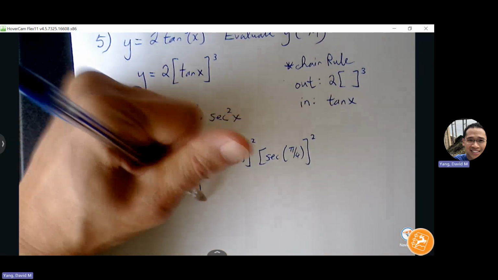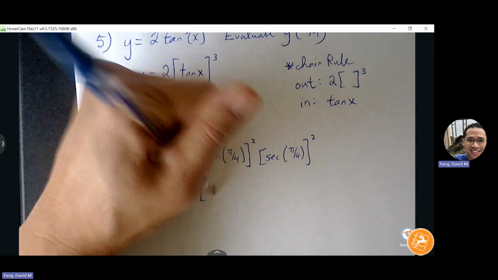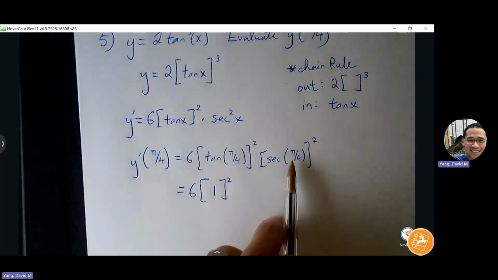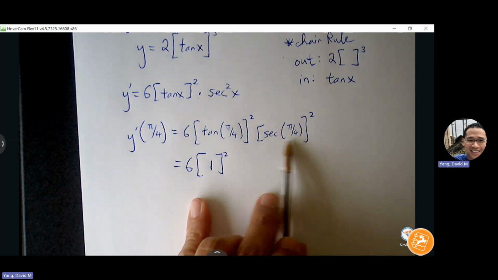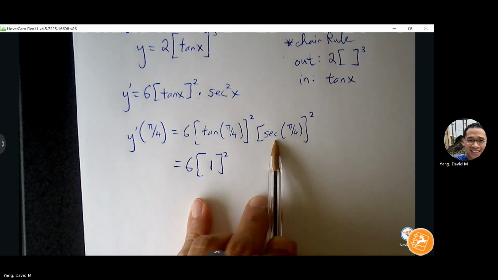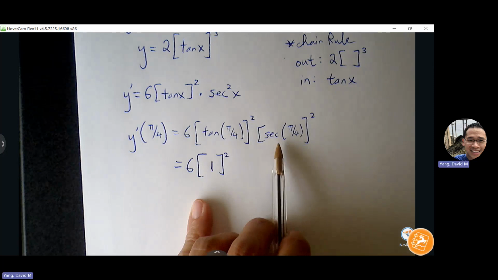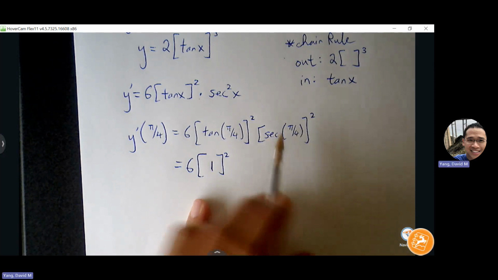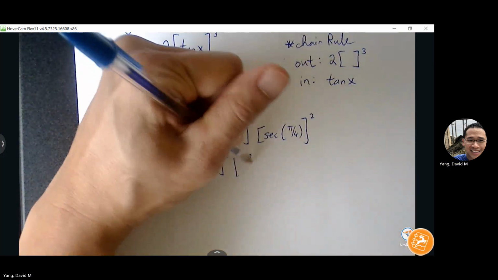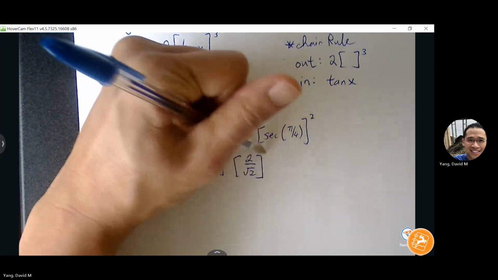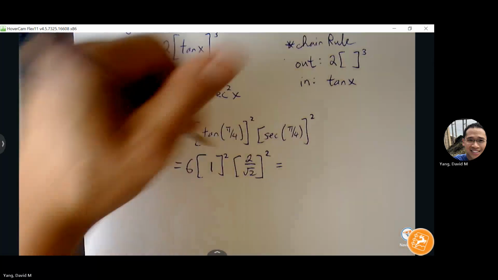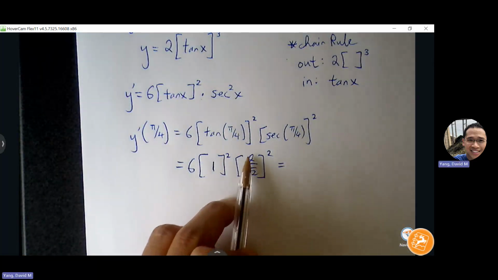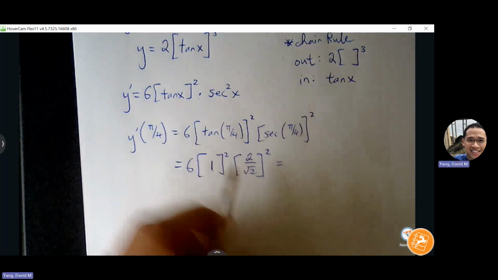Okay, so tangent of pi over 4, that's easy, that's just 1, right? Secant is related to cosine, so we know cosine of pi over 4 is what? Root 2 over 2, so if I flip that, I get my secant. So this reduces to root 2 squared is 2, 2 times 6 is 12.